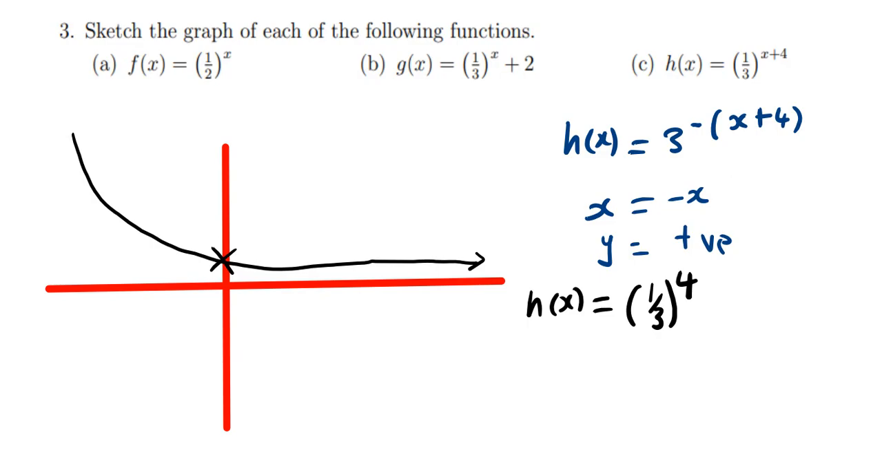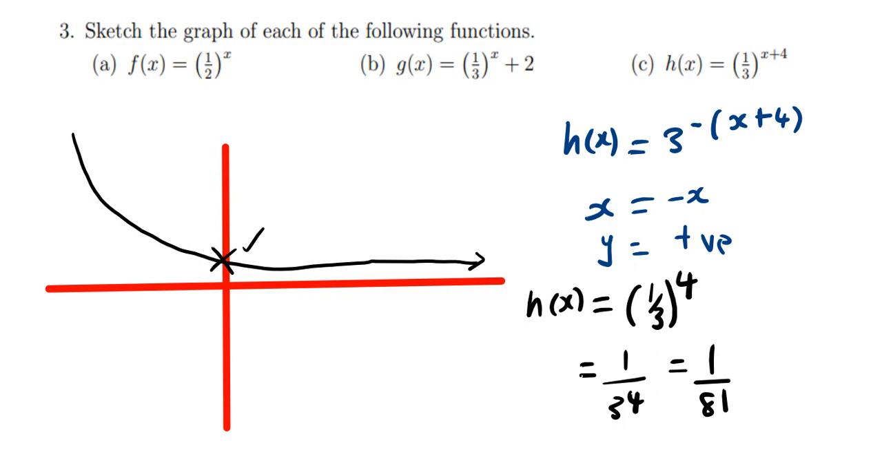So I'm going to have 1 over 3 to the power 4. 3 times 3 is 9, and then it will be 81. So 1 divided by 81. So this will be this point. When you divide, you're going to find that point. Okay, so that's how you are going to solve this one.